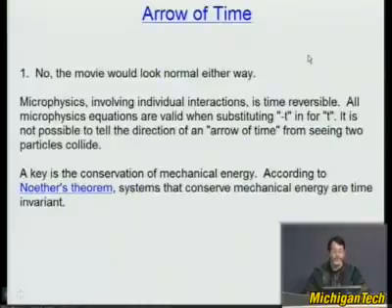Microphysics involving individual interactions is time reversible, which means that if you get into the math and you have lots of equations, just replace every time you see t with minus time. And the equations are usually just as valid. It is not possible to tell the direction of an arrow of time from seeing two particles collide.